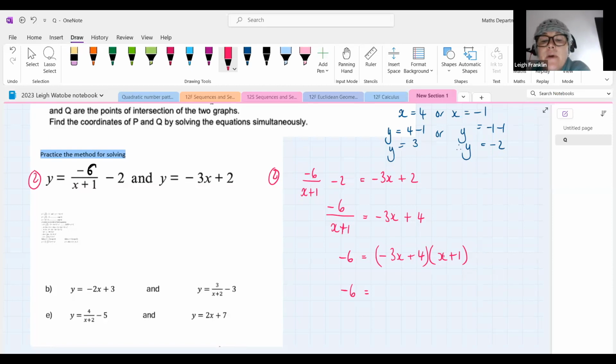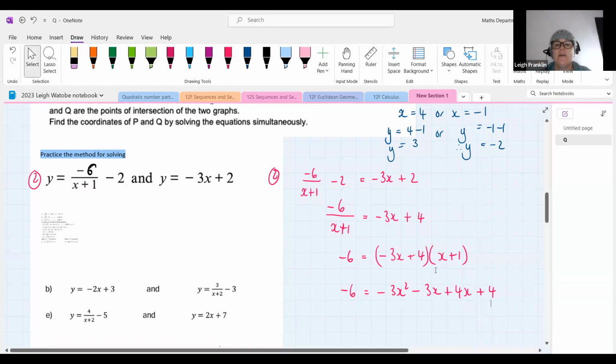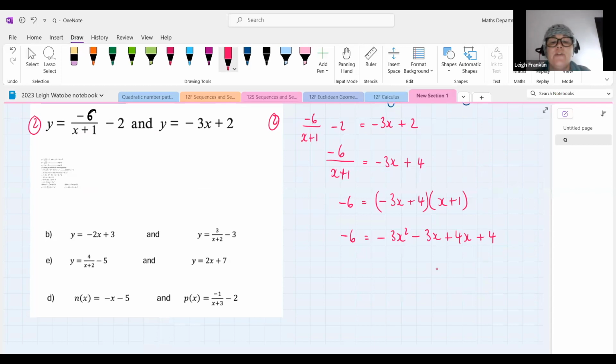This leaves us with -3x squared. Okay, so this is what you were talking about, Tsegofatso. And then here, this would be -3x, and then it would be plus 4x, and then it would be plus 4. Okay, so what I'm going to do is transpose everything over to the other side, and we're going to end up with positive 3x squared. Minus 3x plus 4x would be positive x, so that would be minus x on this side. And then here, minus 4, so that would be minus 10 equals 0. Okay, I'm going to stop there.